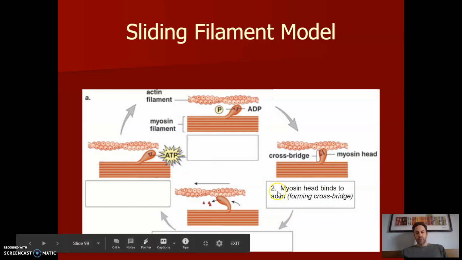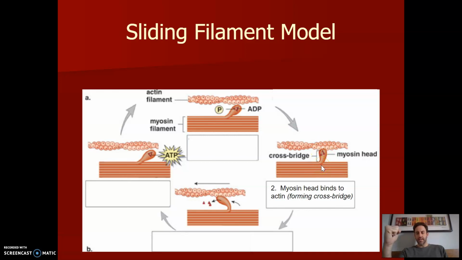Step 2 down here is once those myosin binding sites are revealed, the myosin head, that little head, can attach itself to actin. And that is what is called a cross bridge. And remember, this is one myosin head among many, many within even a single sarcomere. So crazy numbers if you think of a whole muscle.